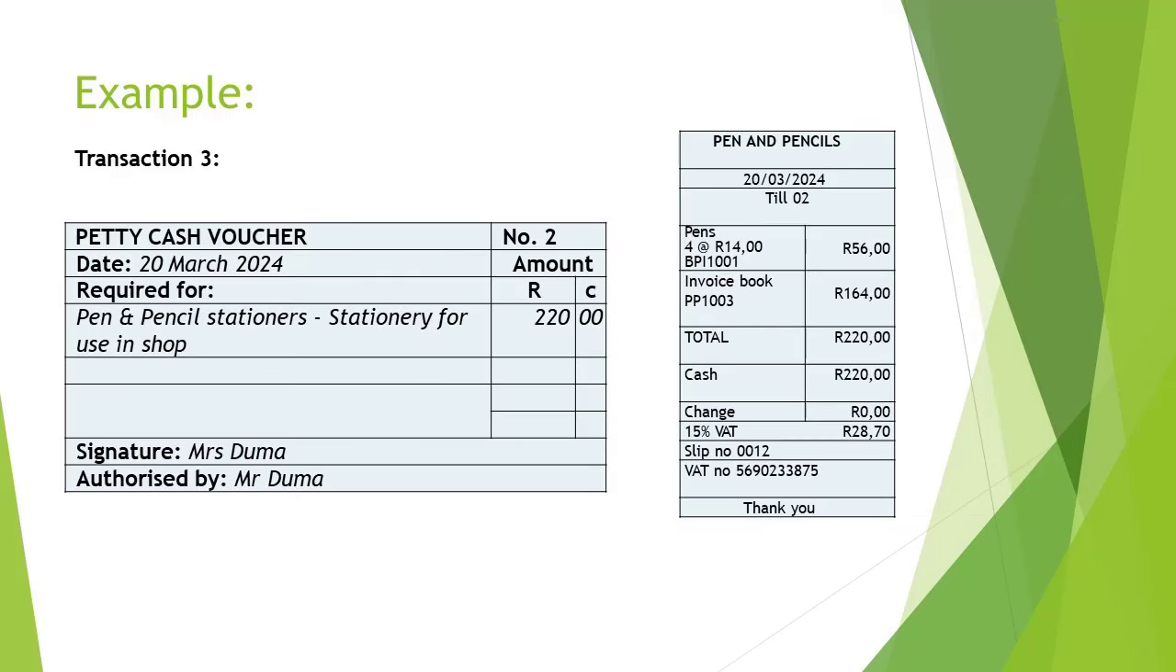Transaction 3. On 20 March 2024, petty cash voucher number 2 was made out. We purchased stationery to use in the shop and paid R220. The stationery was purchased from Pen and Pencil Stationers. We can also see that we have Pen and Pencil's cash slip that they made out to us when we purchased the stationery. On this cash slip, we can see that the total purchase was R220. We paid in cash R220 and included in the R220 is 15% VAT of R28.70.